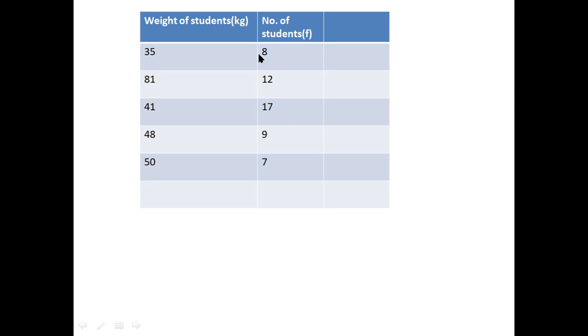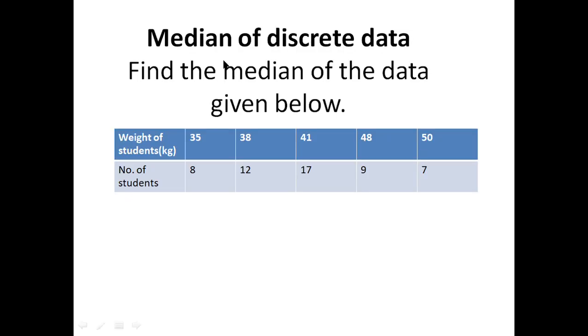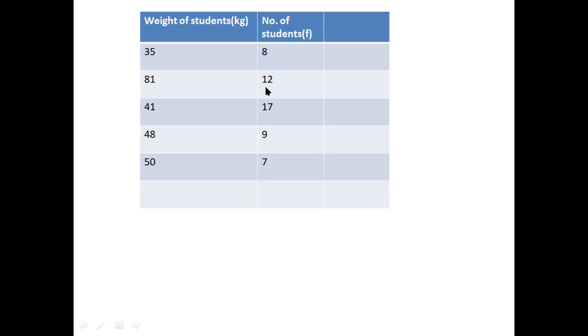Let's see. Till 35 kg of weight, there were 8 strings, and when another weight 38 is added, next 12 strings have been added. Likewise, next for 41 kg, there have been 17 strings added. Likewise, it was going down.